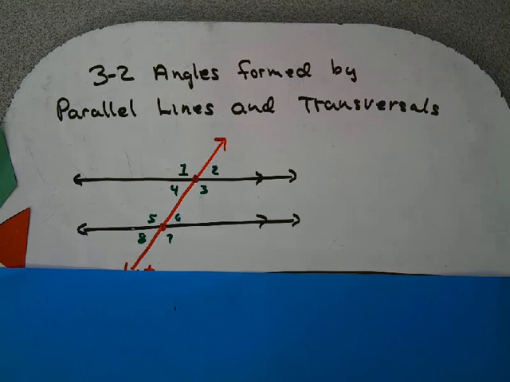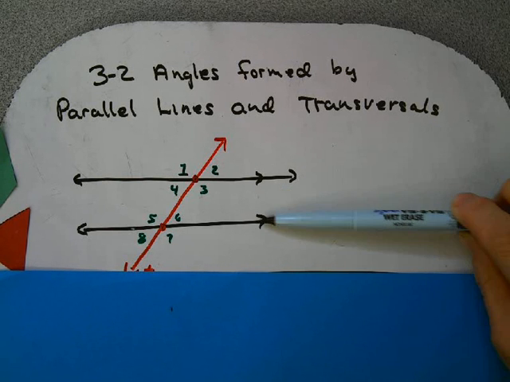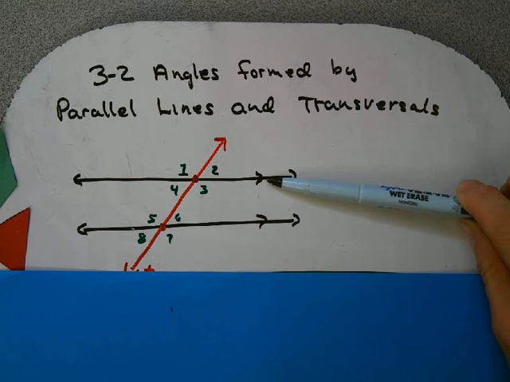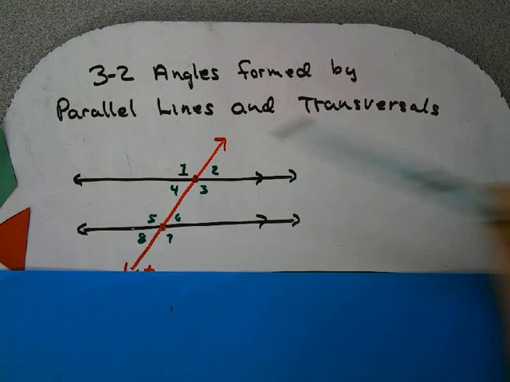Welcome to Klein's Geometry. Today we're going to talk about angles formed by parallel lines and transversals. And every time we look at things like that, we're going to start by looking at two parallel lines. And notice they have the little arrow that says they are parallel. If you don't have the arrows, you can't assume they're parallel. And then this red line is a transversal, and it's a transversal because it intersects the two parallel lines.